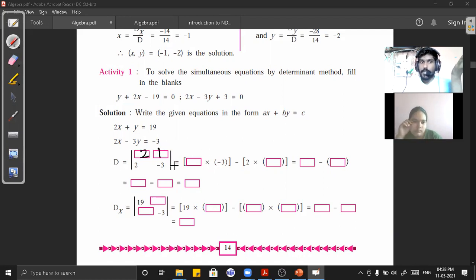And now we have to do the cross multiplication. So what will come in this box? First is this way, 2 multiplication into minus 3. Correct. What about this box here? I'll just write those 3 boxes, we wrote 2, 1, 2.